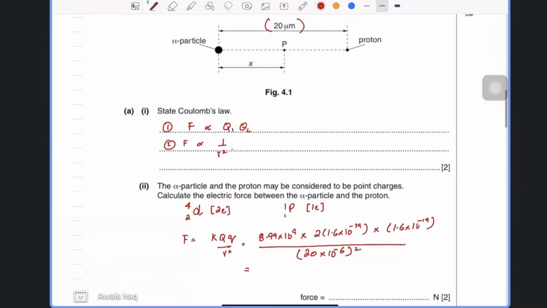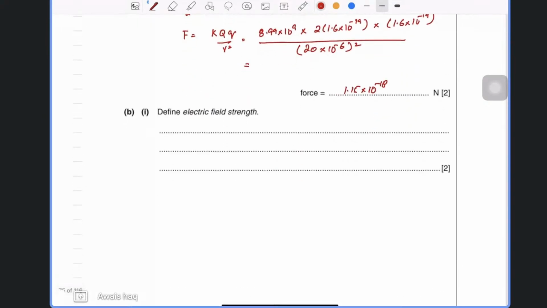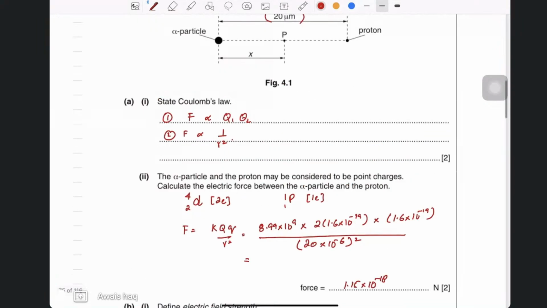Go on, please. 1.15 times 10 raised to minus 18 newtons. Okay, fine. Then it says 1.2 times 10 to the power of negative 18. Okay, that's fine. You can write this, or you can write 1.2. Both are correct answers. Do not go beyond this or less than this.